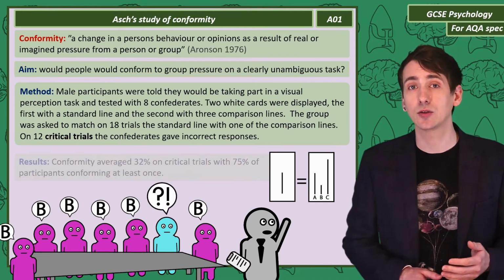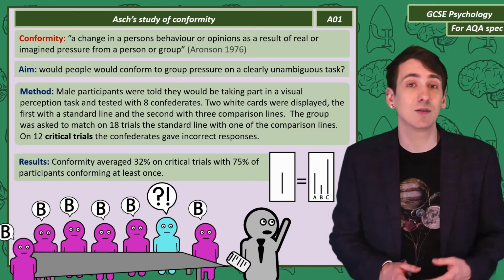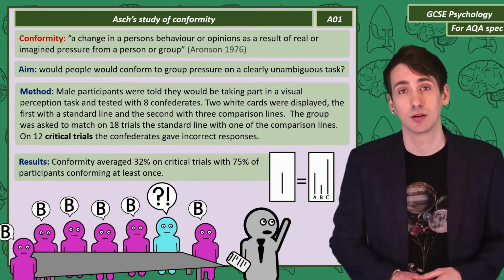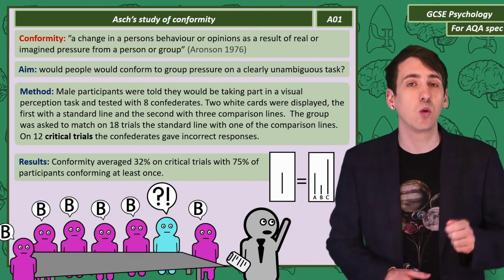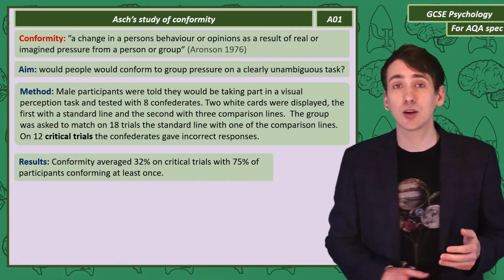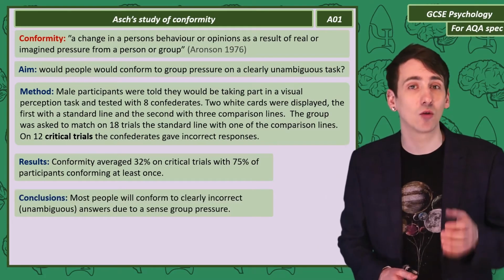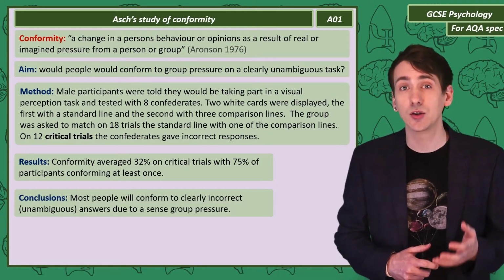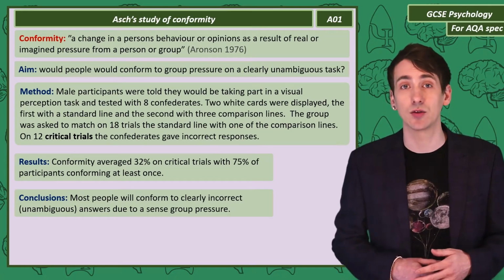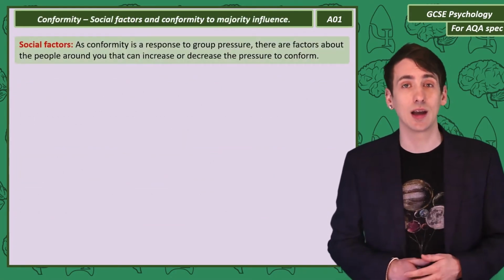Asch found that on the critical trials, 32% of the time people would conform and give clearly the wrong response. 75% of all participants conformed on at least one critical trial. So Asch concluded from these results that people will conform and give clearly incorrect answers due to a sense of group pressure. Asch conducted a series of variations of his original study to see what social factors influence conformity levels.